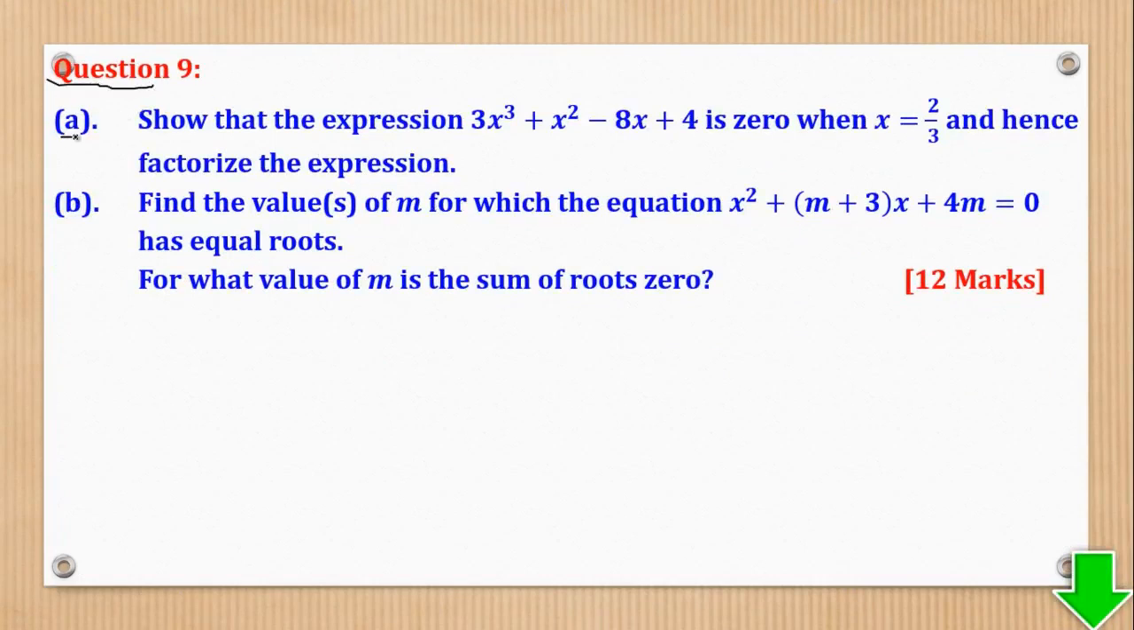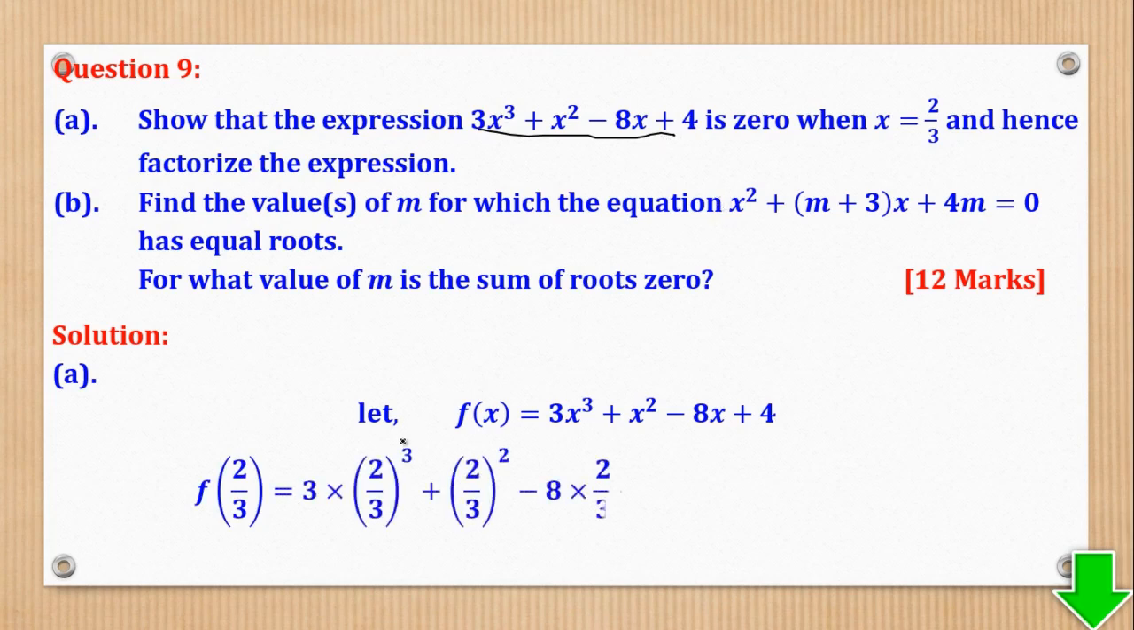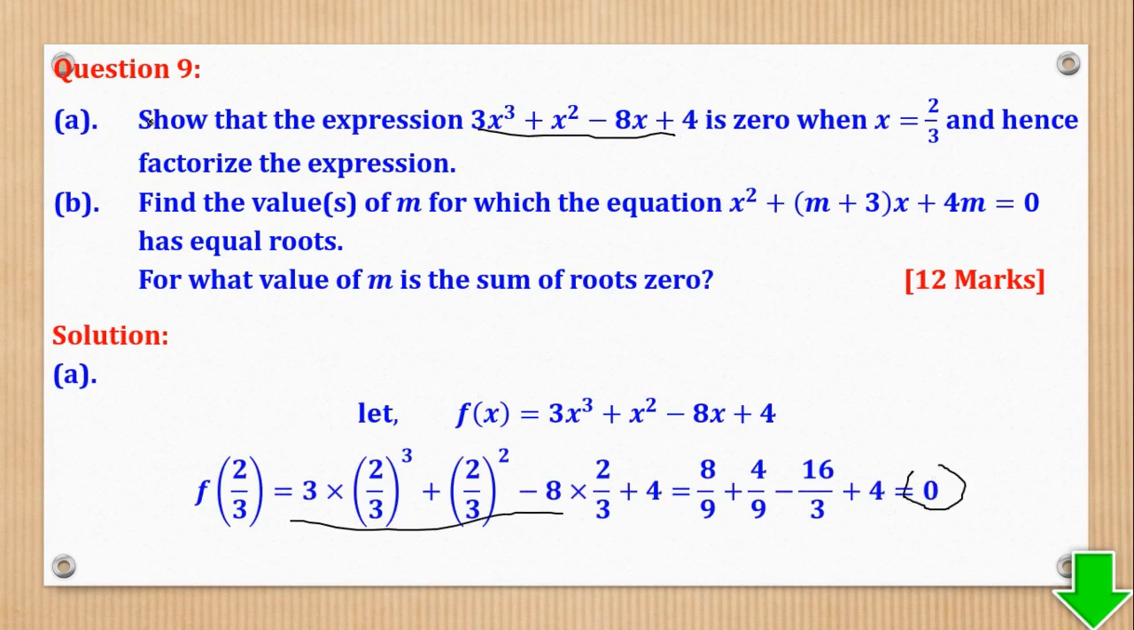Then question 9, part A says, show that the expression this is 0 when x is equal to 2/3, and hence factorize the expression. So it means that let f(x) be equal to that expression. Therefore, when I substitute for x equal to 2/3, this is what I'll get, and I'll end up with 0, meaning I have already shown. But they told us to factorize. So now we have known that this is a root of this expression.